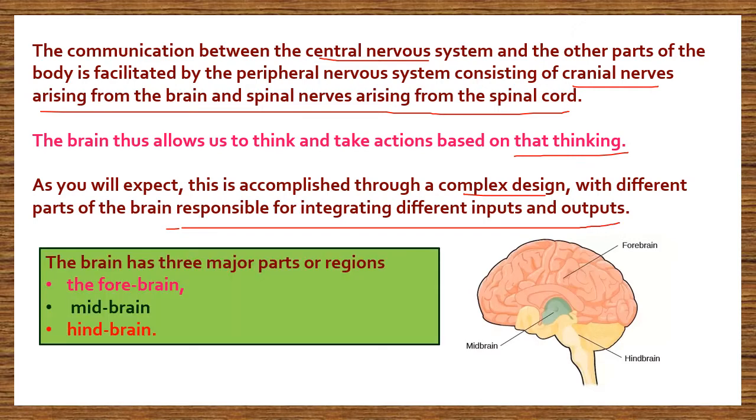The brain has three major parts, that is the forebrain. Here you can see the forebrain and the midbrain, and here is the hindbrain. And this is the bone, this portion, and the spinal cord is arising from here only. You can see the forebrain is the biggest part, here this is the midbrain, and then this is the hindbrain. So these are the major parts of the brain.